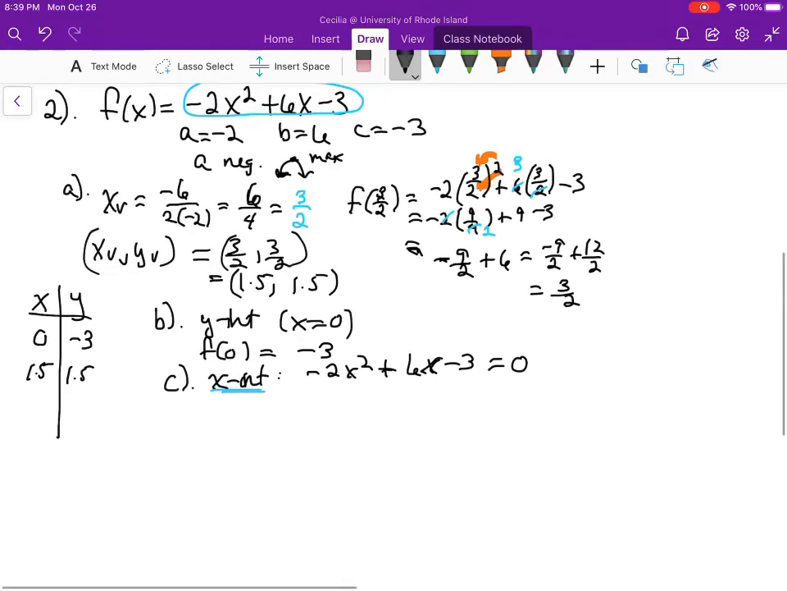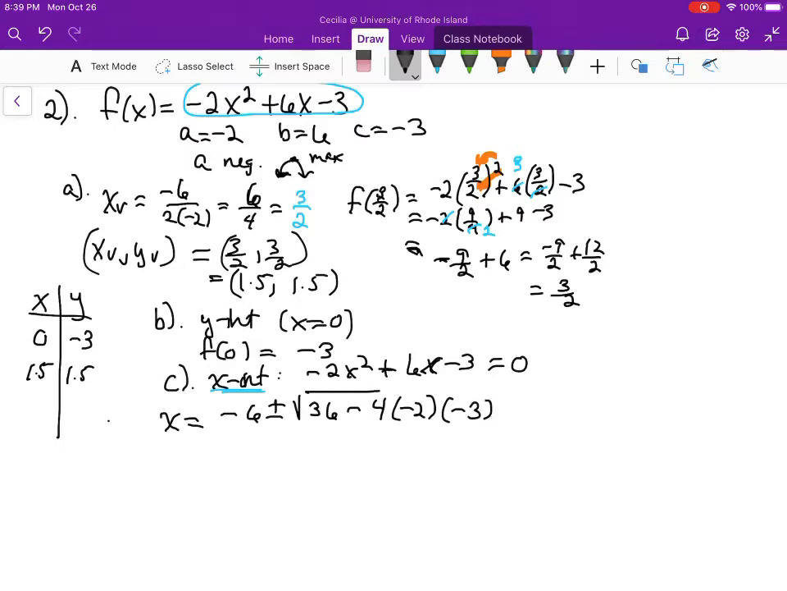I want to make sure I can still see that function. So we have that x is equal to negative b plus or minus the square root of 36, because that's b squared, minus 4 times a, which is minus 2, times c, which is minus 3. And I'm going to extend that square root over that whole thing, and I'm going to put the entire numerator all over 2 times negative 2.